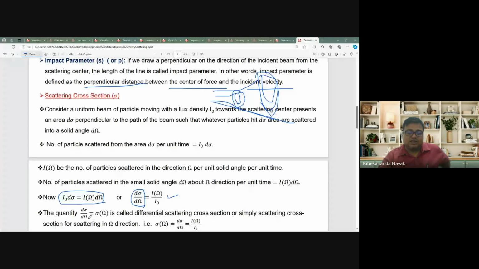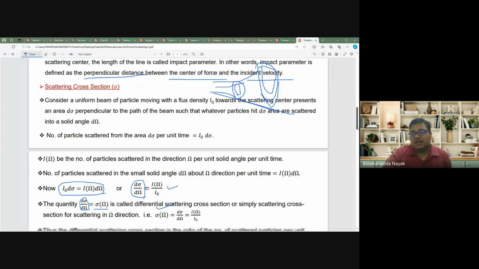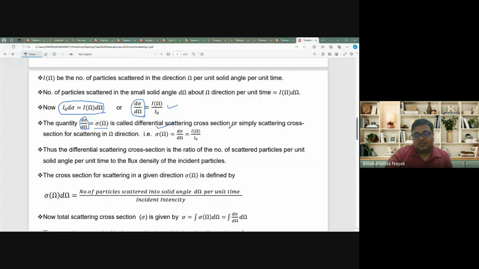This quantity d sigma by d omega, commonly known as sigma omega, is called the differential scattering cross section, or simply the scattering cross section for scattering in the omega direction. We have to calculate this I omega by I0. So the differential scattering cross section is the ratio of the number of scattered particles per unit solid angle per unit time to the flux density of the incident particles.